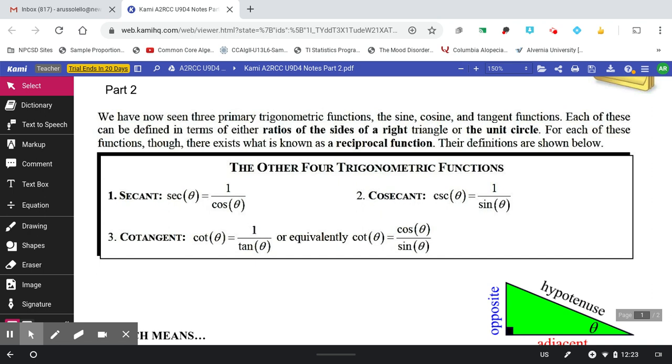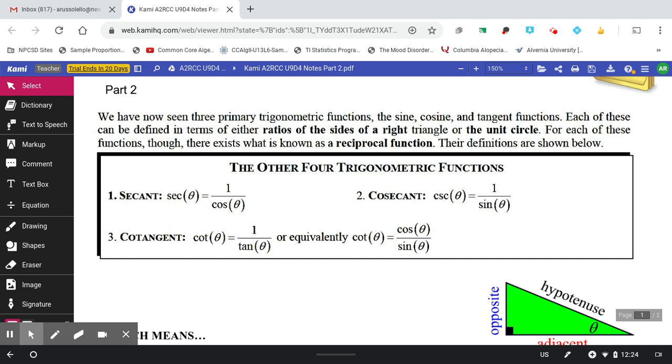Okay, now we're going to go a step further and look at secant, cosecant, and cotangent. Now it says here that the other four functions, there's really only three other functions, but cotangent can be looked at two different ways. So let's take a look. Also, these are called reciprocal functions. So you can see secant is the reciprocal of cosine. So it's 1 divided by the cosine. The cosecant is 1 over the sine. So it's the reciprocal of sine. And remember, reciprocal just means you flip it upside down. The cotangent is the reciprocal of tangent.